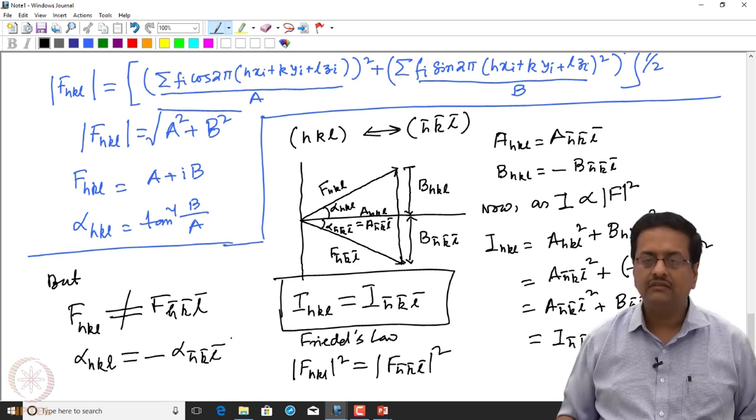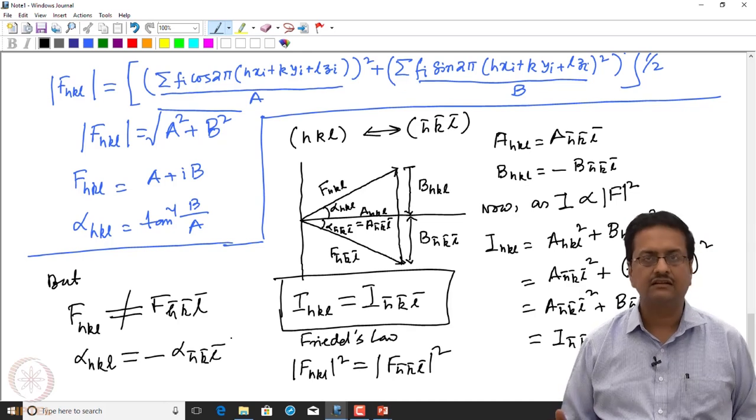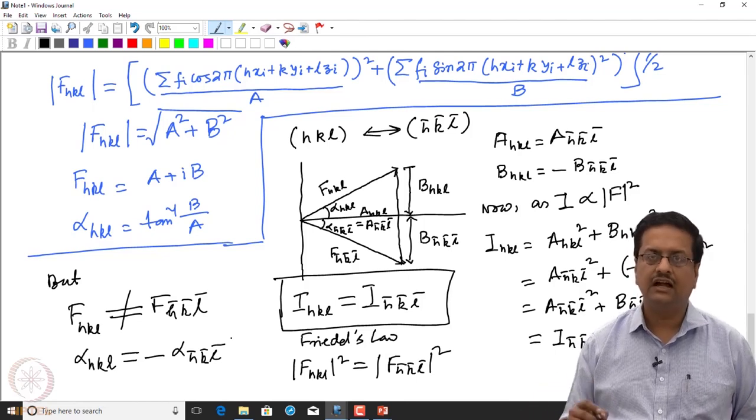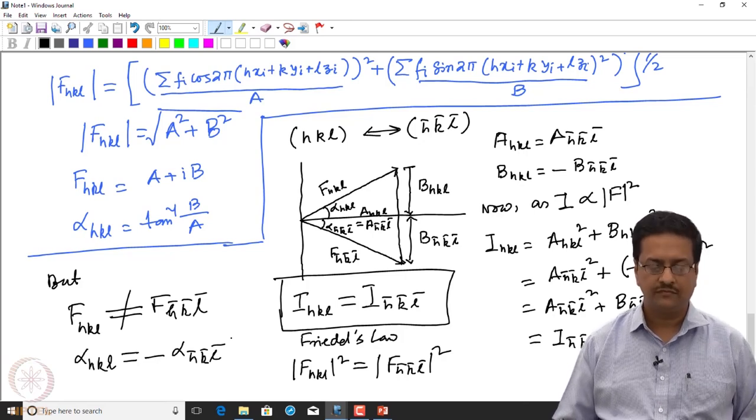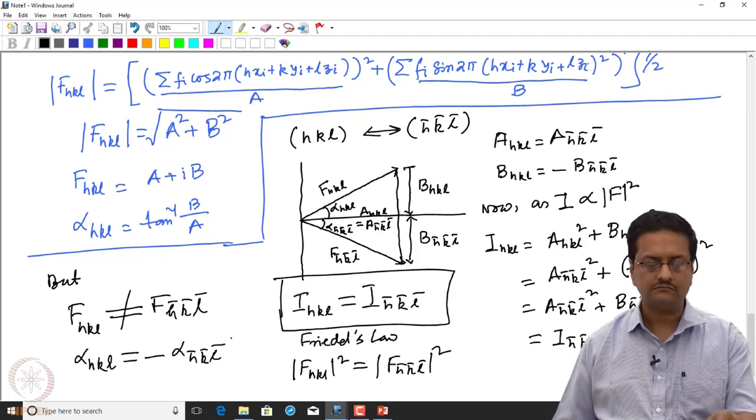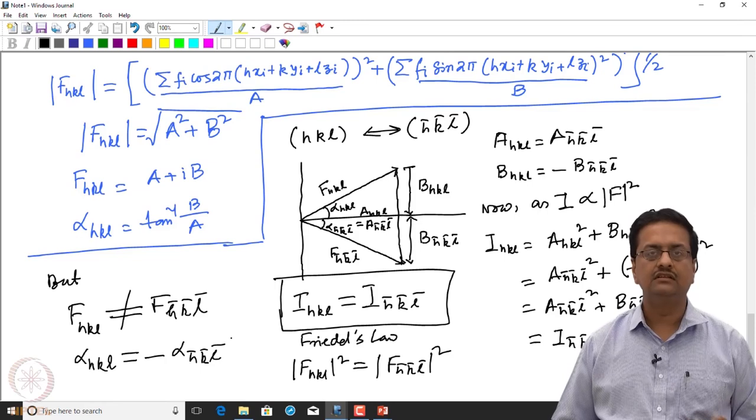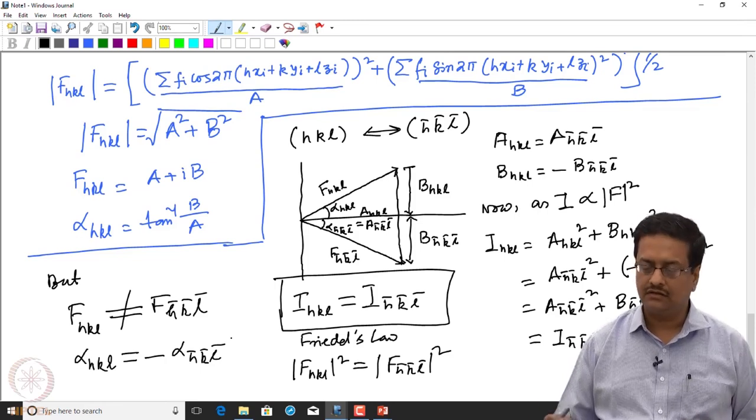So today we have seen in this lecture how one can derive the expression for structure factor once again using vector space diagram and involving the complex numbers, and from there how to show that the Friedel's law can be arrived at using these structure factor expressions. So we will continue in the next class with the structure factor having a relationship with electron density.